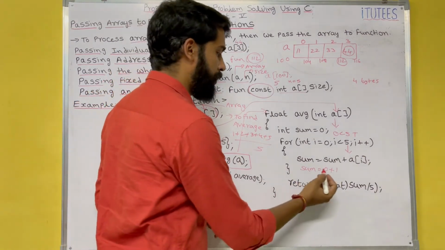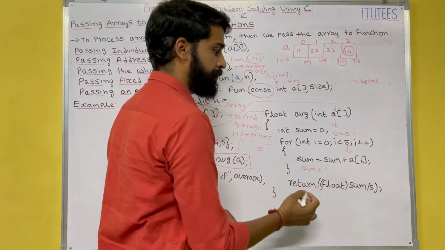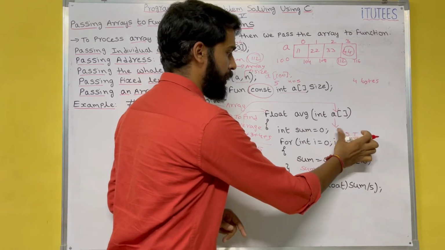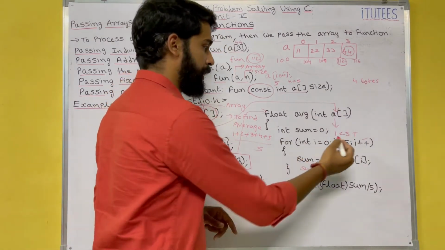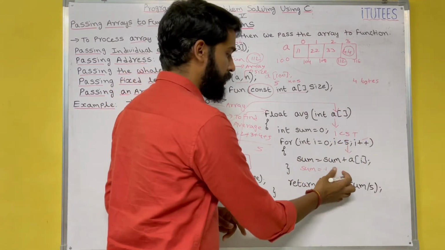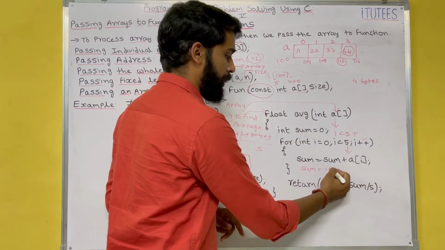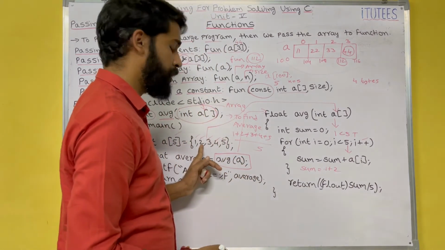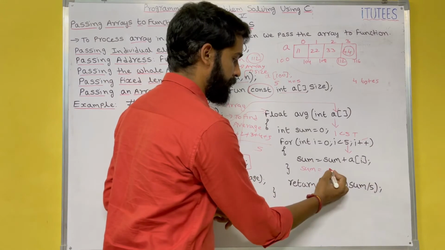0 plus 1 is 1, and sum becomes 1. In the next iteration, i plus plus, i less than 5 is true, so we enter the block. Now sum equals sum plus a of i. What is a of i here? It is 2. So 1 plus 2 is 3.